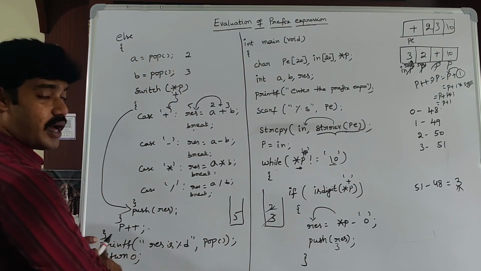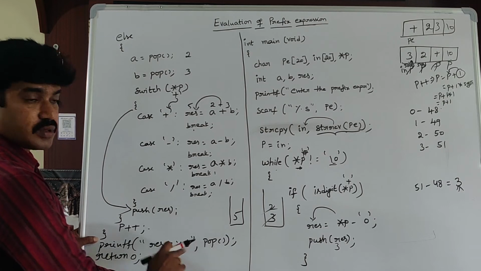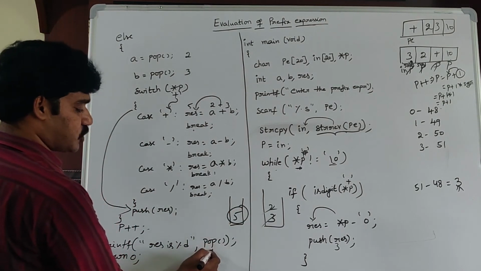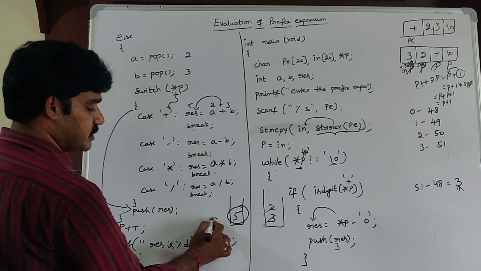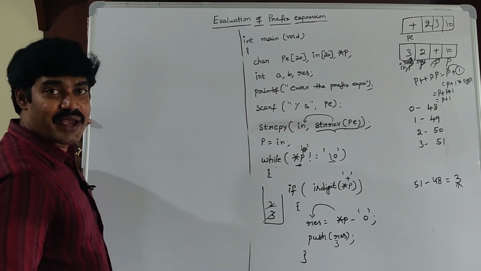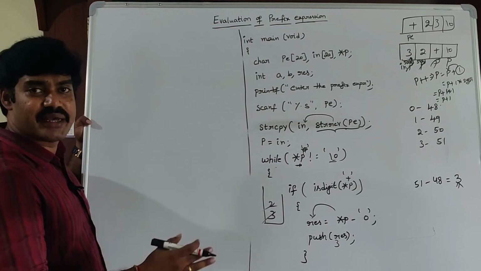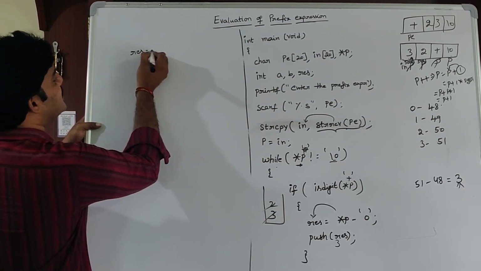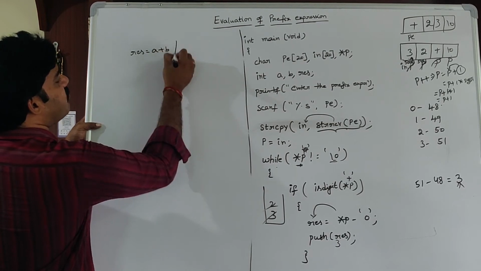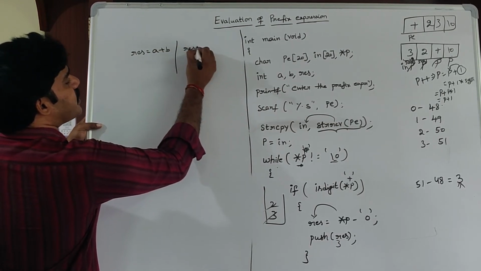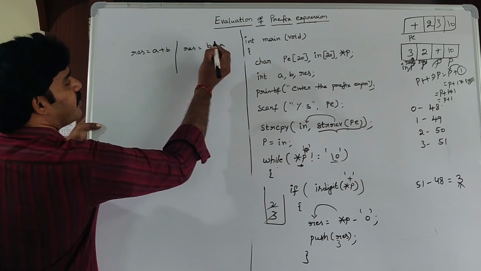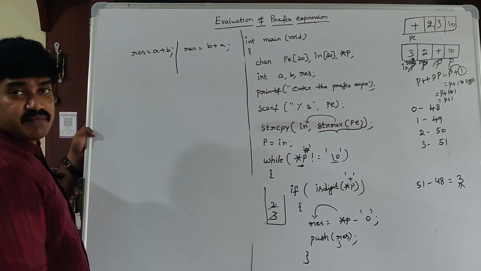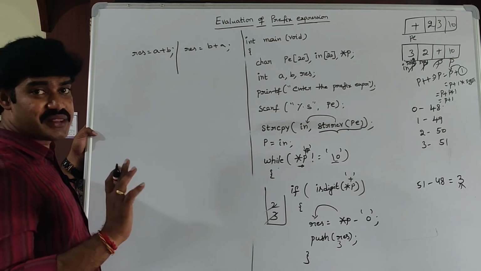So at the end of the input, when the expression has ended, the value remaining in the stack is the final result. So simply pop that one. So the result is 5. Here you may get one doubt. This logic is the same as the evaluation of the postfix expression. Here we are writing in the switch case result equal to A plus B, whereas in the postfix we are writing result equals B plus A. Remaining everything is the same. Are these two the same? For the addition operator these two are the same.